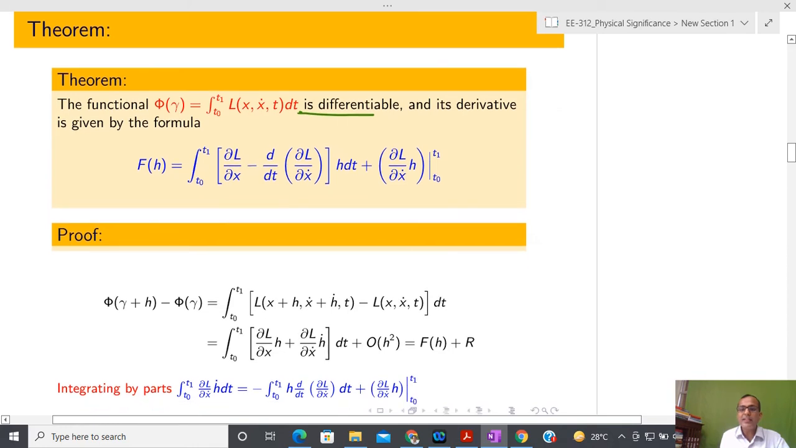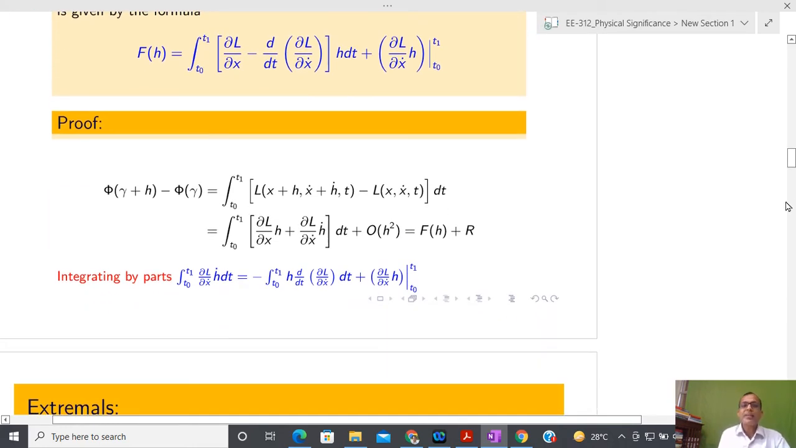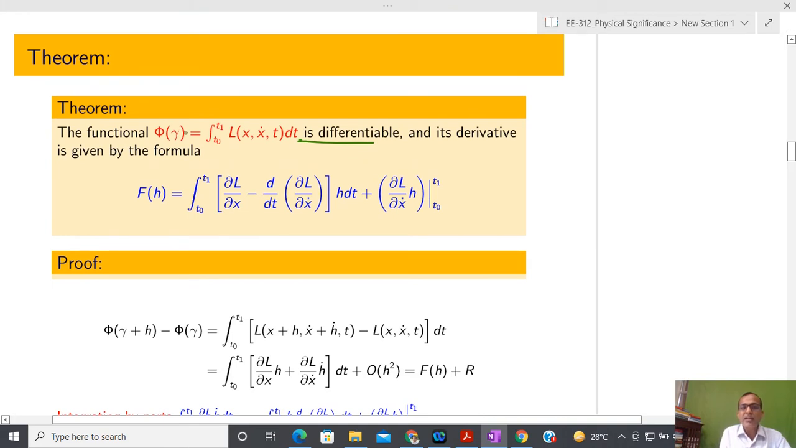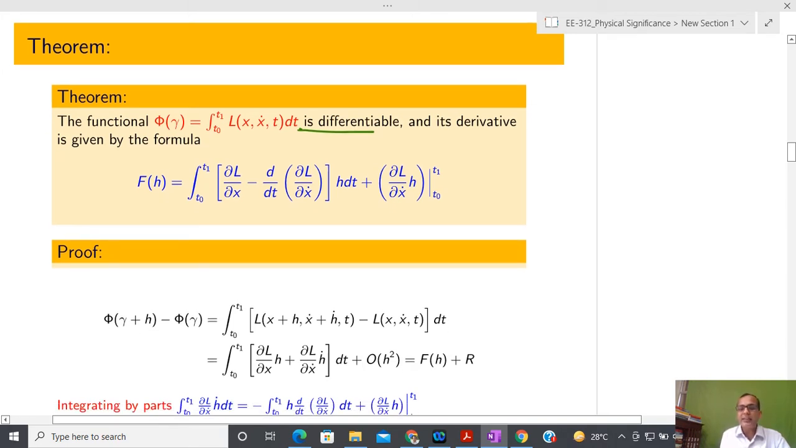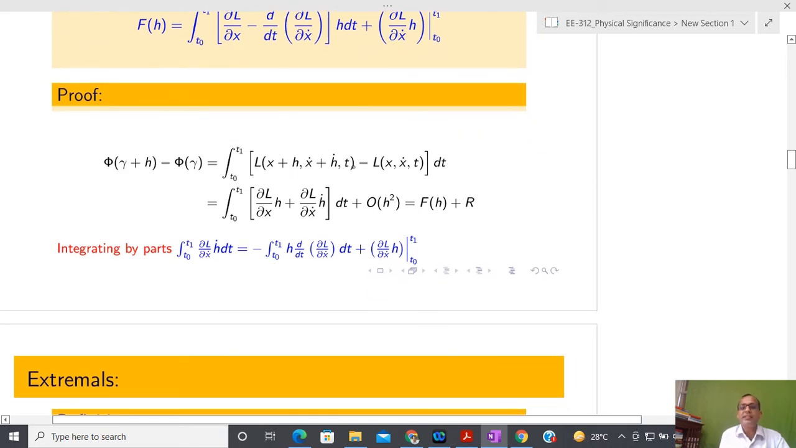So how to calculate the differential? We have just seen in the definition that in order to calculate the differential of some quantity, I have to take the increment of that. So I have this kind of functional phi gamma, the integral from t0 to t of L(x, x dot, t) dt. I have taken the increment, and after taking the increment, I am going to do the Taylor series expansion. If you do the Taylor series expansion, one quantity is L(x, x dot, t), the first quantity, and you can see that a similar quantity I have subtracted here, so that is going to cancel out. What is the second term?